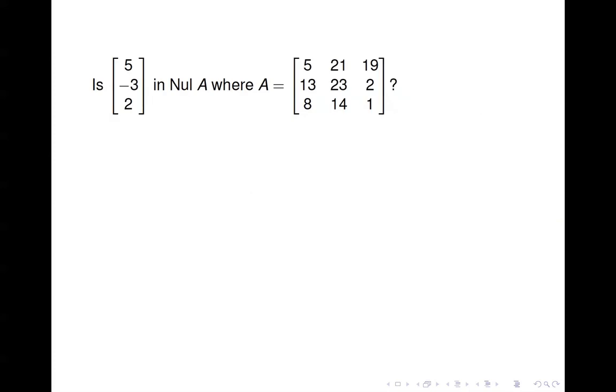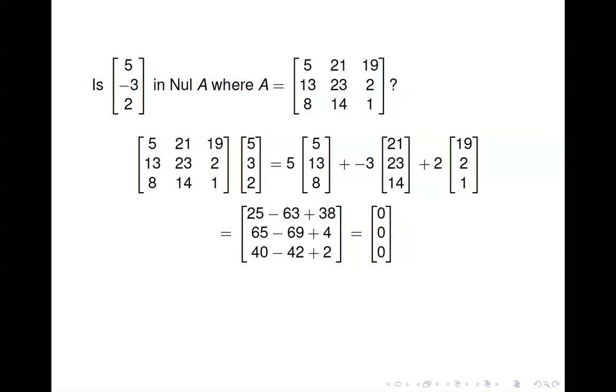Okay, so here's a vector, and we're asked, is this in the null space of the given matrix? So we simply multiply the matrix times this vector, so that we're taking a linear combination of the columns here, and go through the arithmetic, and we end up with a 0 vector. So the answer is yes, it is in the null space of A, because A times X is equal to 0 here.